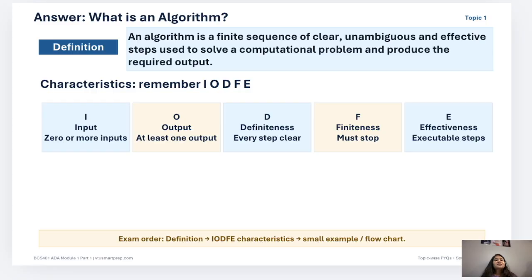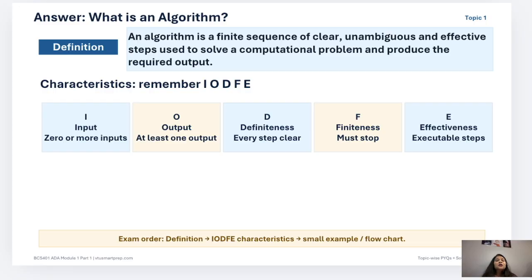So now let us understand what is algorithm. An algorithm is a finite sequence of clear, unambiguous and effective steps used to solve a computational problem and produce the required output. Now remember the characteristics of algorithm using the shortcut letters, right?